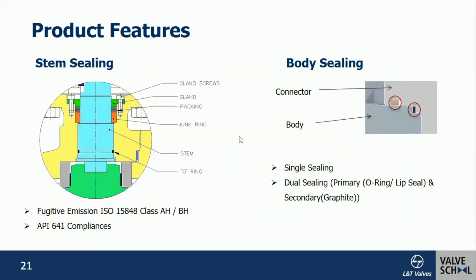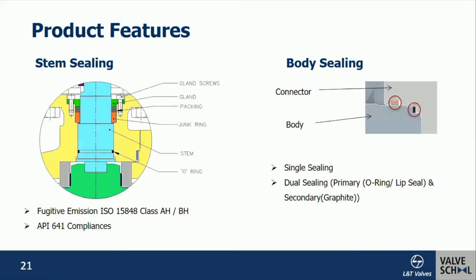If you come to the stem sealing, the primary sealing is by means of an elastomer O-ring, which I mentioned earlier. It could be Viton or any other specific materials or the FKM materials. There is a second level of sealing with the graphite seals, which will not only act as a secondary level, it will also ensure the fire safety of the valves. And all these valves are tested to the requirements of ISO 15848. We are also complying to the requirements of API 641 and have tested the valves to these standards also.